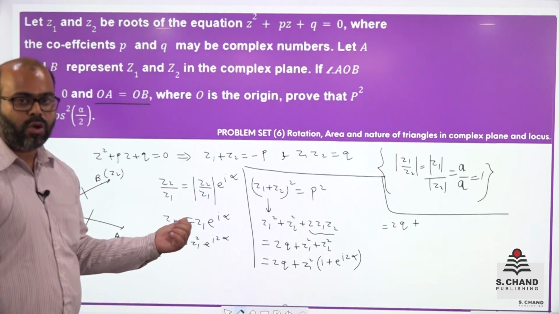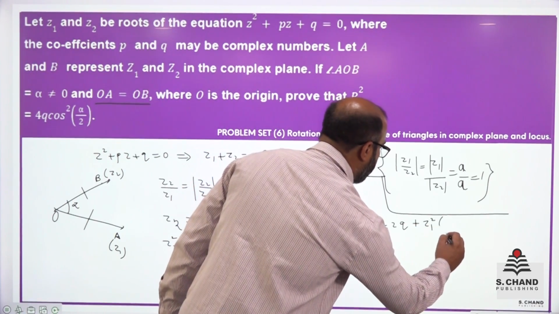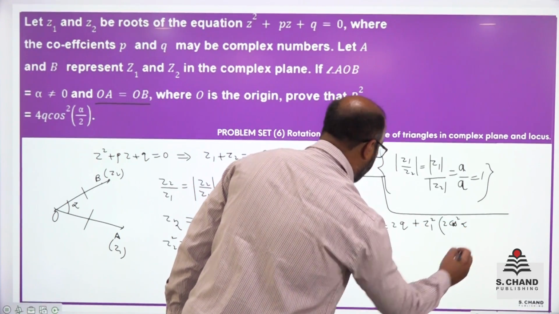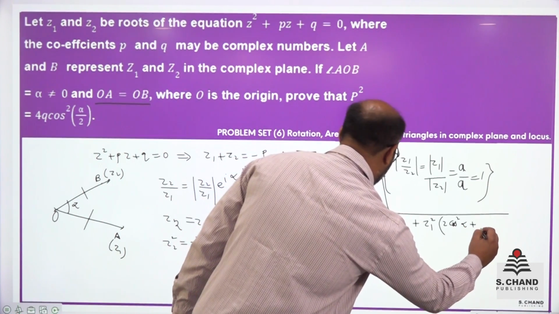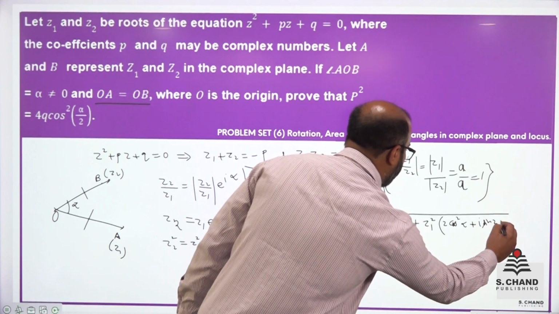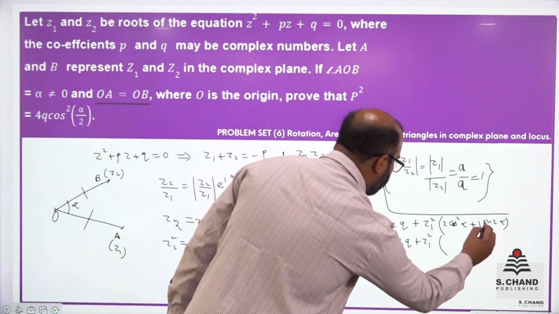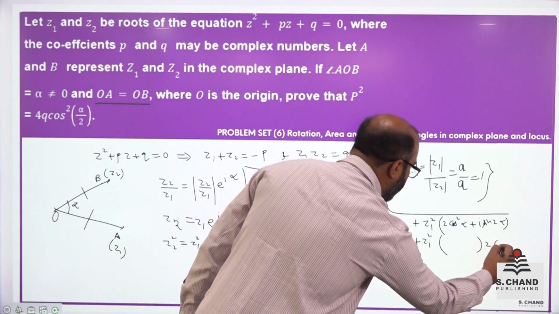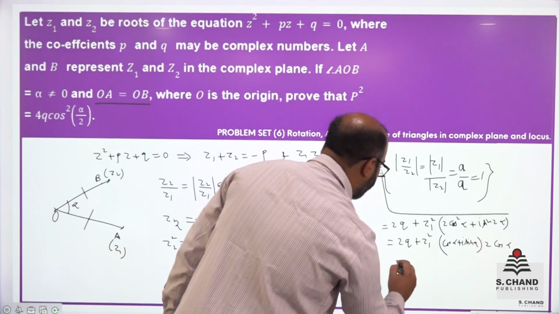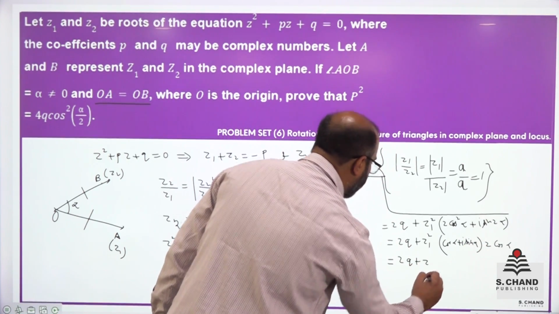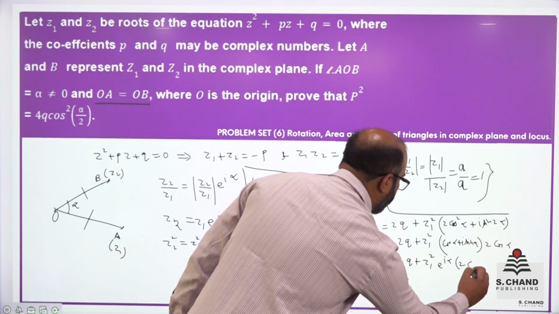And what is 1 plus cos 2 alpha? That is 2 cos square alpha. So z1 square into 2 cos square alpha, or this is 2 alpha, then half of that is alpha, plus iota sine 2 alpha. So 2q plus z1 square, and 2 cos alpha can be taken as common, and cos alpha plus iota sine alpha. So 2q plus z1 square into e to the power i alpha into 2 cos alpha.